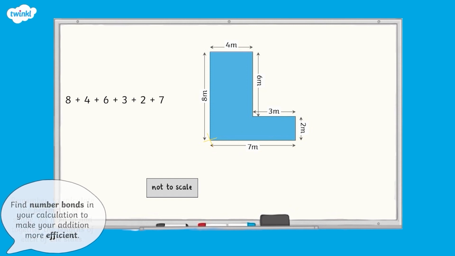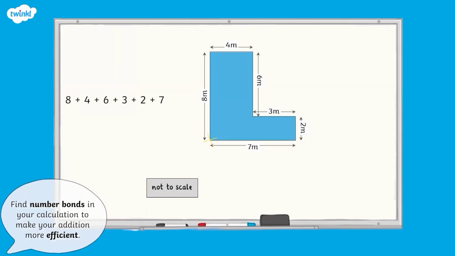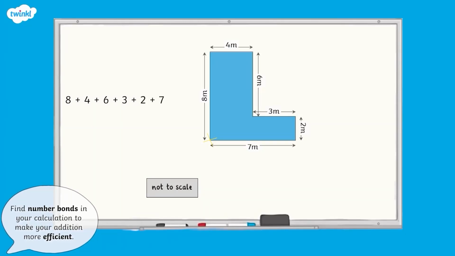Now we have our calculation, we can look for any number bonds or near doubles to help us to calculate more efficiently. 8 add 2 equals 10, 4 add 6 equals 10, and 7 and 3 equals 10. So we have 3 lots of 10, which equals 30. So the perimeter of this rectilinear shape is 30 metres.